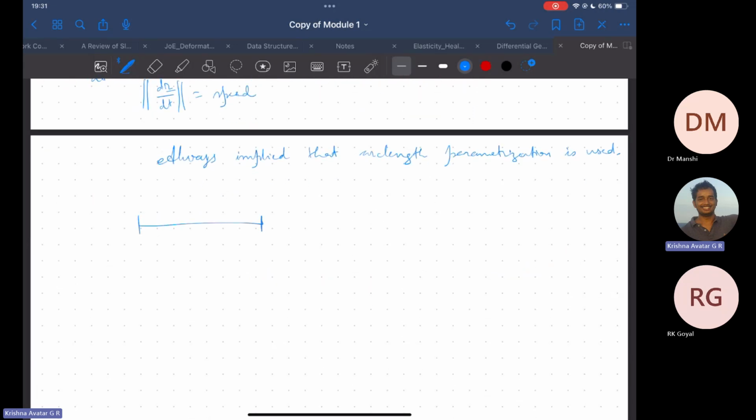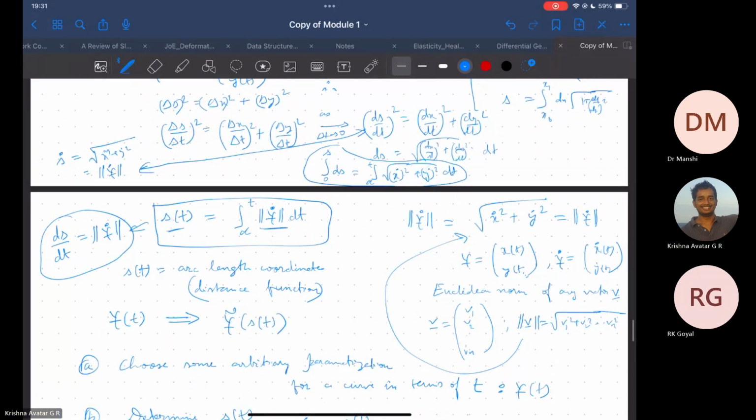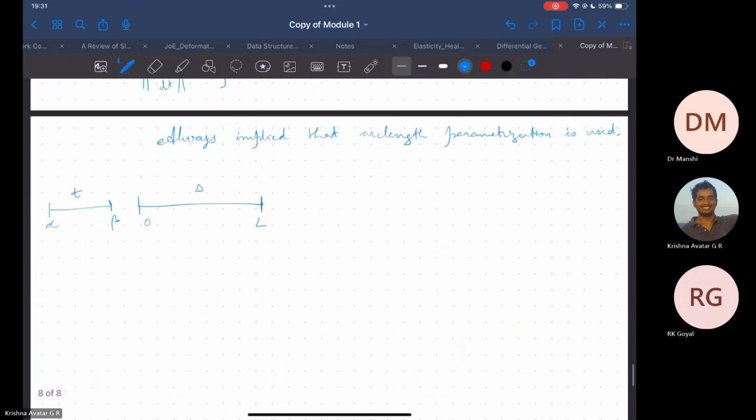Now let's call it something else, because S always starts from 0. So T was running from alpha to beta. This is T, the domain of T. This is S, but S, you recall, only runs from 0 to some length. At T equal to 0, S is 0. At T equal to beta, it will be the length of the curve, so that's the reason I'm calling it L. So any curve, let's say the length is L. Since S is the distance function, it runs from 0 to L.